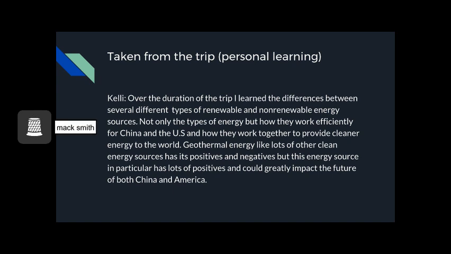Over the duration of the trip, I learned the differences between several different types of renewable and non-renewable energy sources, not only the types of energy, but how they work efficiently for the US and China, and how they work together to provide cleaner energy to the world. Geothermal energy, like lots of other clean energy sources, has its positives and negatives, but this energy source in particular has lots of positives and could greatly impact the future of both China and America.